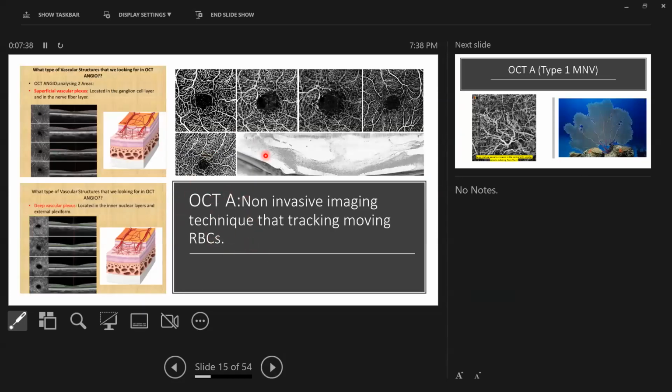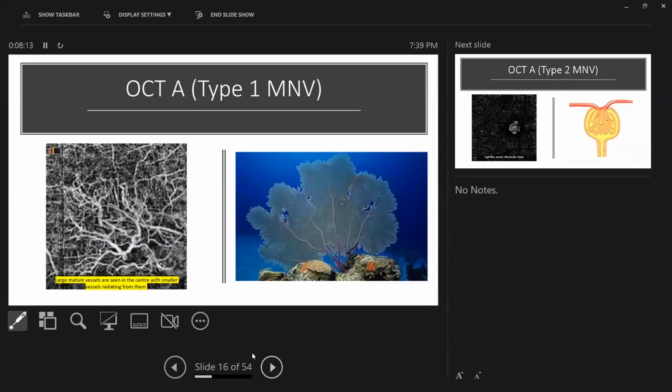Okay, so now we will discuss OCTA. In general, we need to know that OCTA is a non-invasive imaging modality that works by tracking the movement of red blood cells. And usually in OCTA, we can identify two plexuses: the superficial capillary plexus, which is located in the ganglion cell layer and the nerve fiber layer, and the deep capillary plexus, found in the inner nuclear layer and the external plexiform layer. We will take it in detail in the upcoming slides.